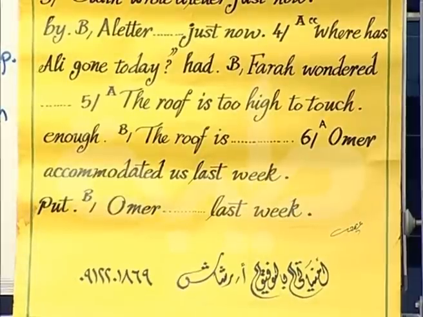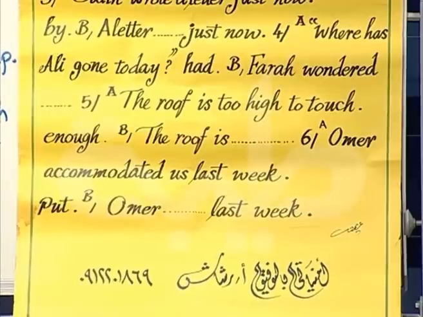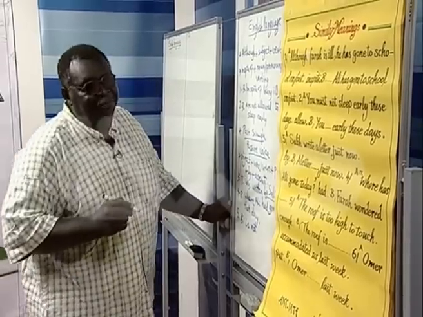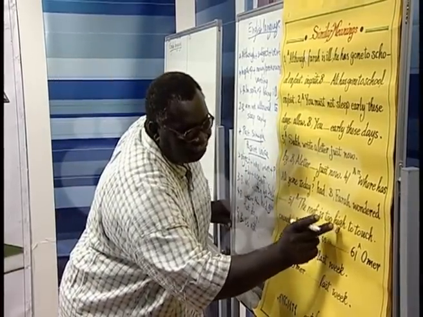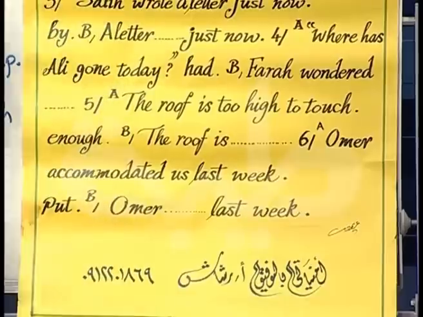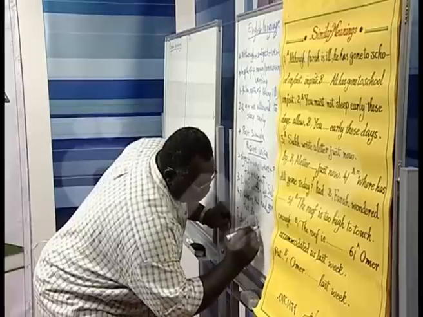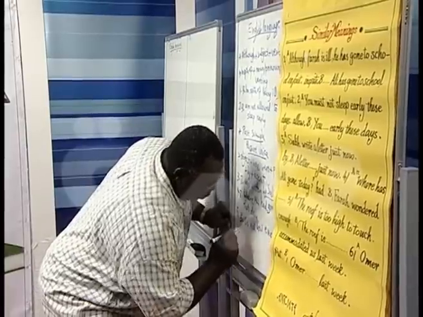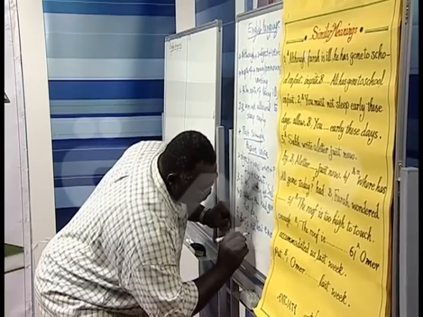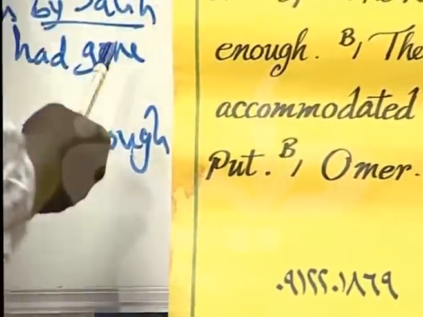Number 5, B. The roof is not. And then the opposite of the adjective. Here we have "high." Yes, I'm sure you can tell the opposite of the adjective here. Opposite of high is what? Low. L-O-W. And then "enough to touch." To touch. Let me write it here, see? So here we have what we call the clause of result.